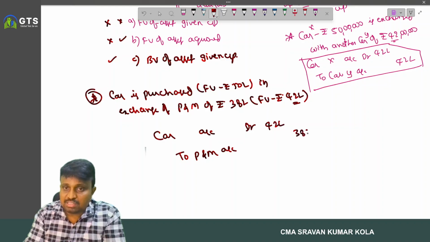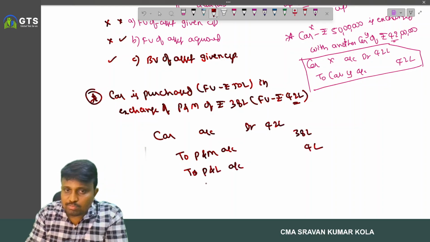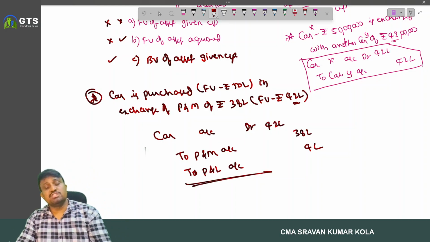What is the book value? 38 lakh, and the remaining we transferred to profit and loss account. How much amount? 4 lakhs.